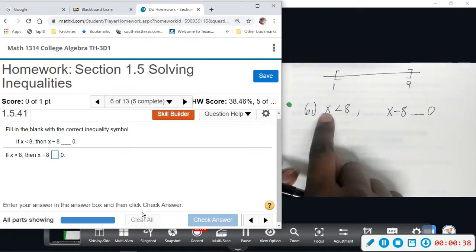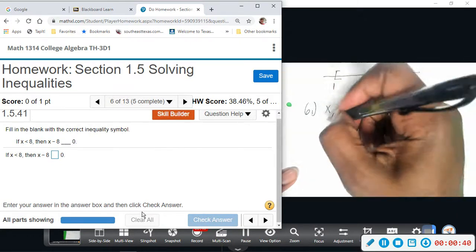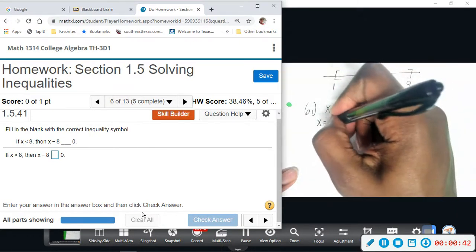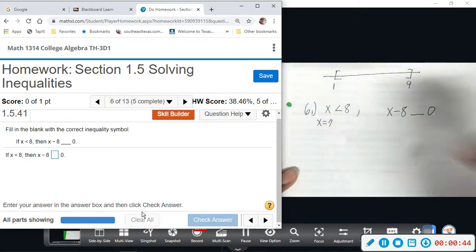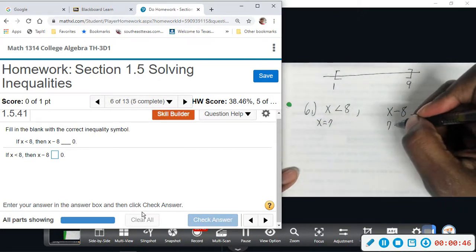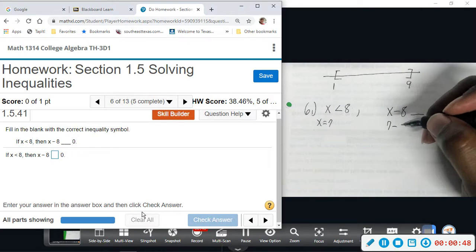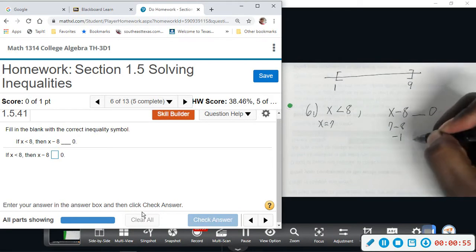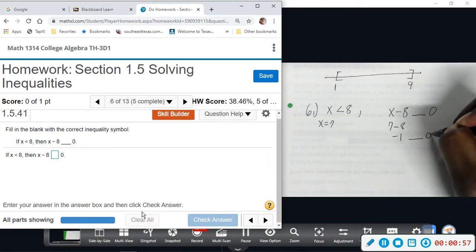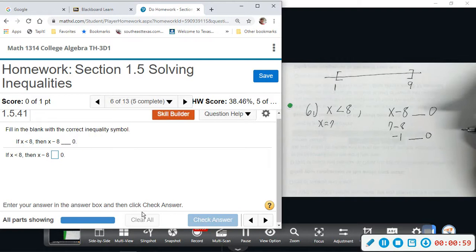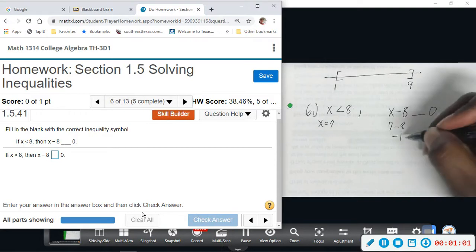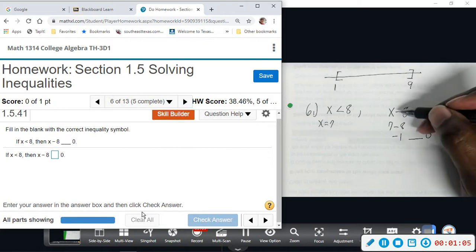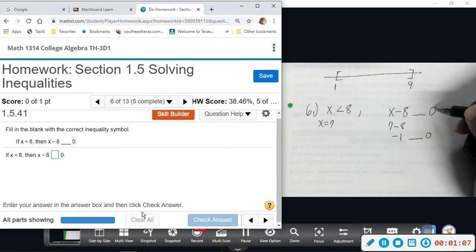So if x is less than 8, let's just say 7, for example. Let's say x equals 7. We can pick anything less than 8. And I do 7 minus 8, that gives me negative 1. And when I compare negative 1 to 0, I can see that negative 1 is less than 0. Therefore, x minus 8 should be less than 0.